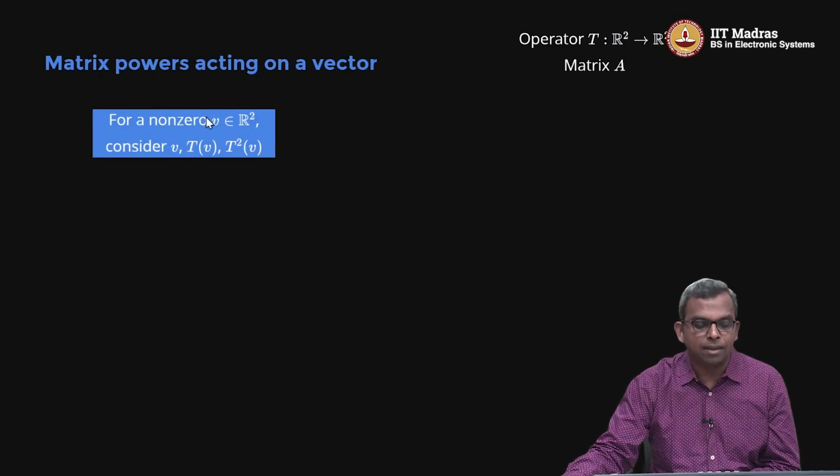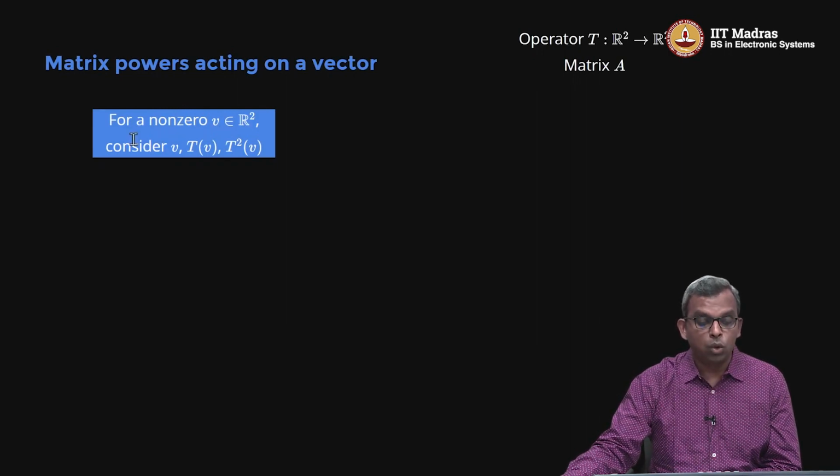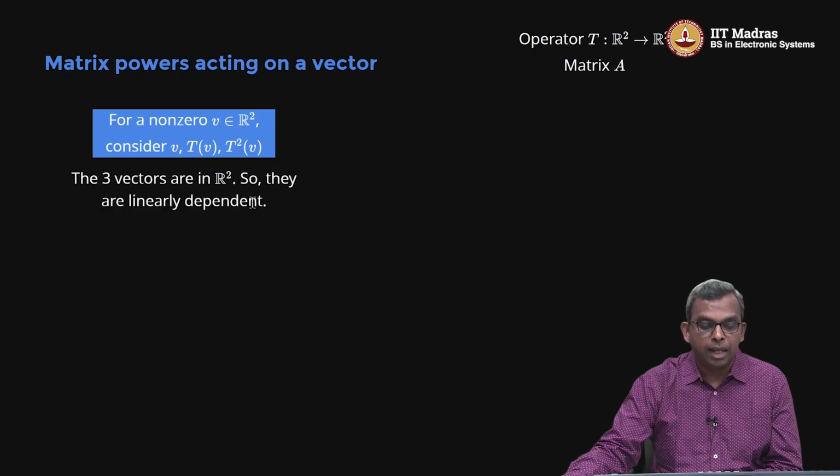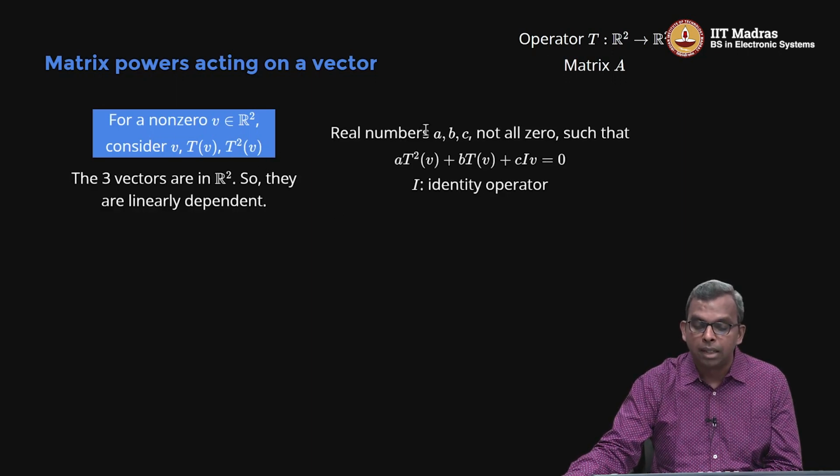The basic idea is this. When you have a non-zero vector v in R2, you look at these three vectors, v, T of v and T squared of v. There are three vectors in R2, so they have to be linearly dependent, which means there are real numbers a, b, c, not all of which are 0, such that a T squared v plus b T v plus c I v equals 0. I put the I there, the identity operator, just to emphasize that this is like an operator acting on a vector.